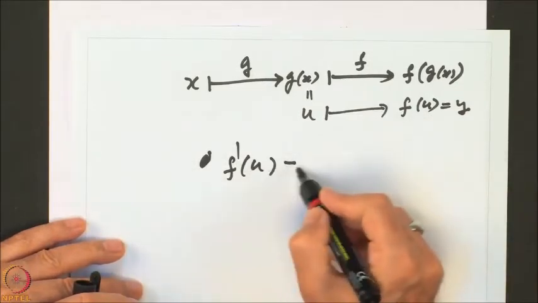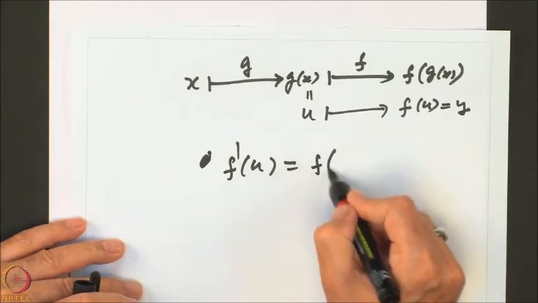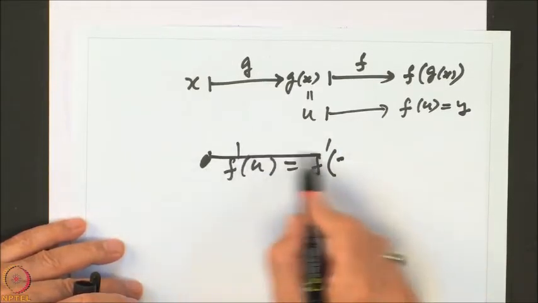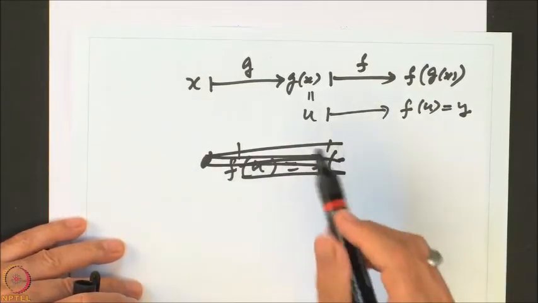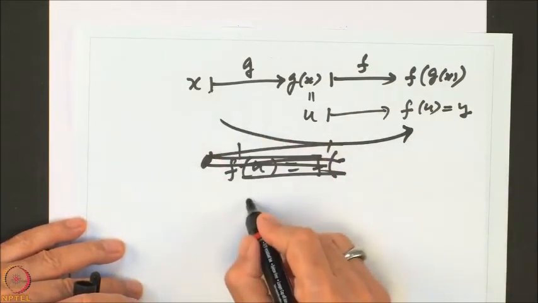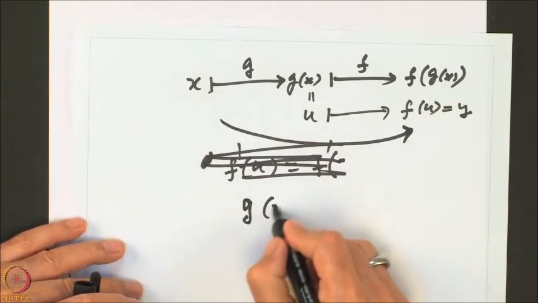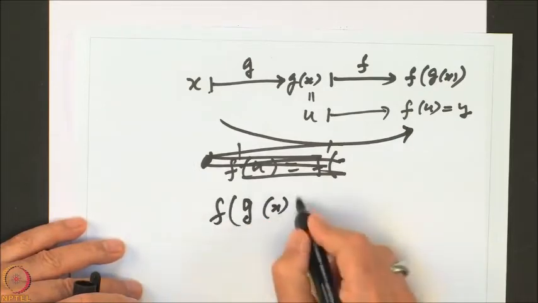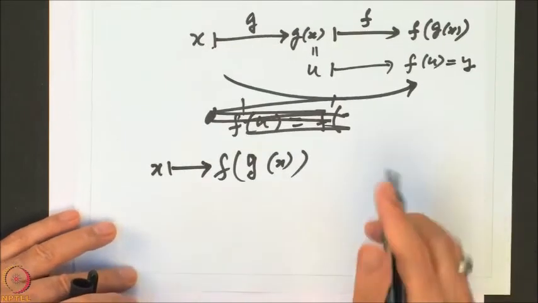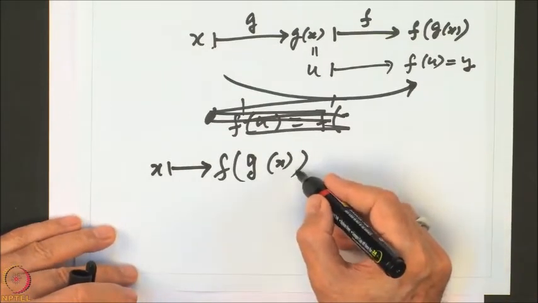F dash of u, that is the same as f dash of... we want to calculate f. I have not written the composite function yet. So what is the composite function? The composite function is: you take x, apply g to it and then apply f to that. So x goes to f of g of x. This is a function of one variable x.